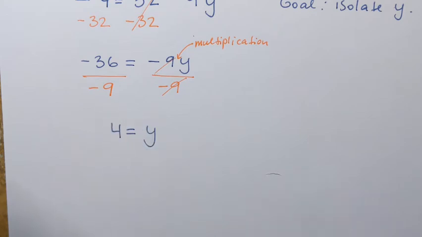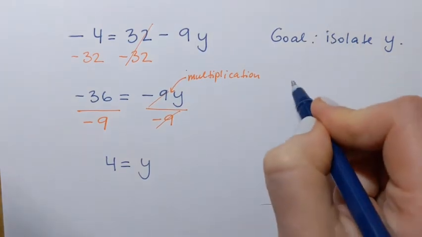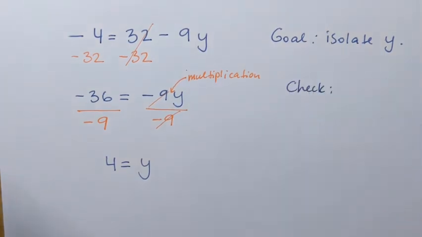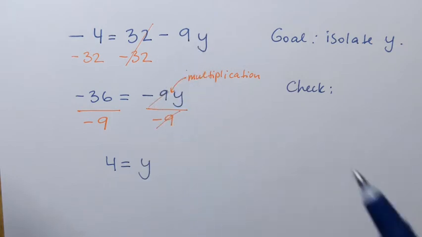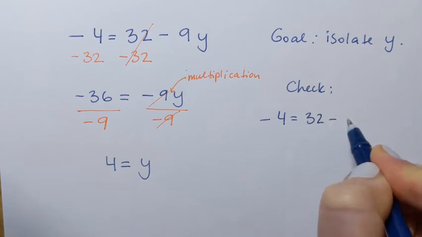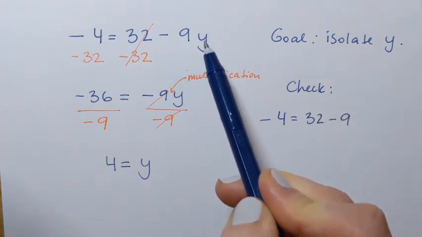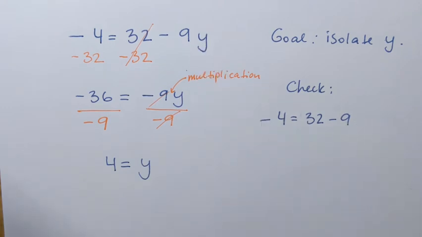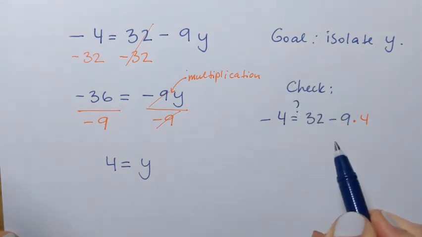Let's check. It's always a good idea to check, because what if we miscalculated something? 4 is going to be a solution to this equation if, when I substitute y with 4, I get a true statement. Let's try. I'm copying everything down except y, which I'm replacing with 4. Again, it's negative 9 times y, so here I'll have negative 9 times 4. And the question is: is that a true statement? Is the left-hand side equal to the right-hand side?